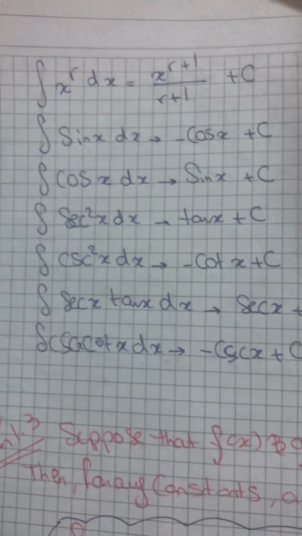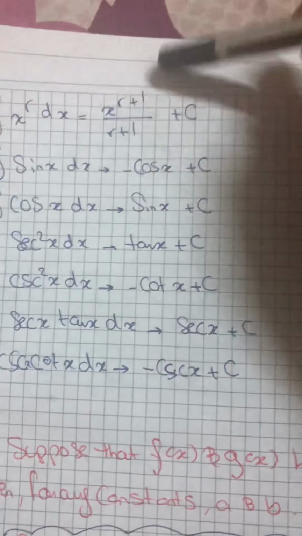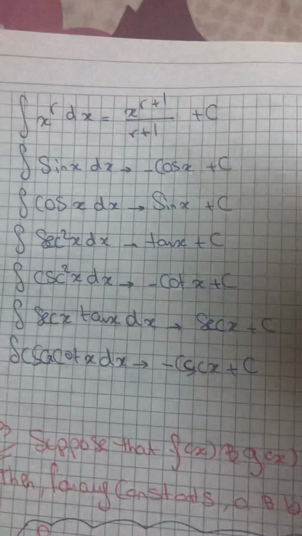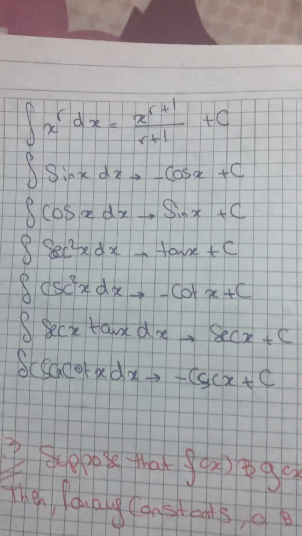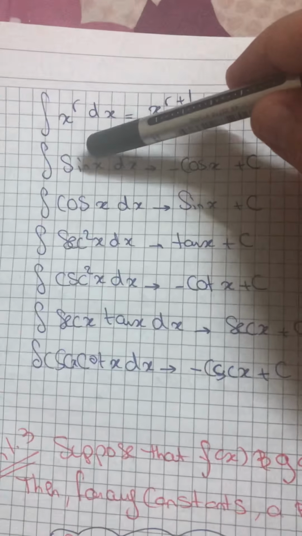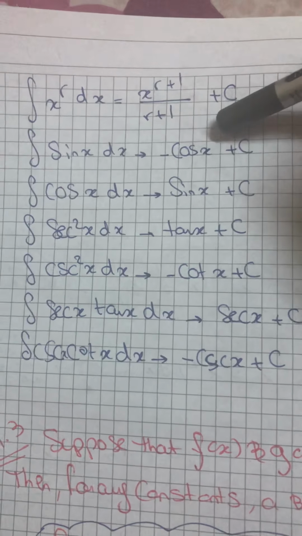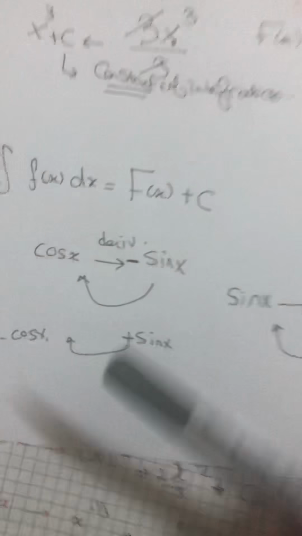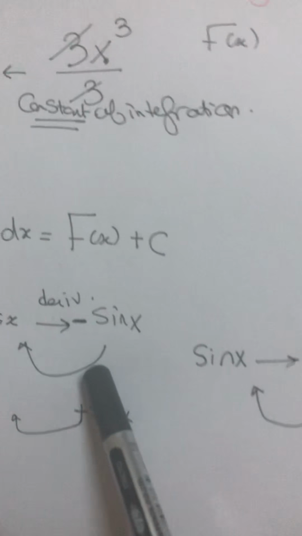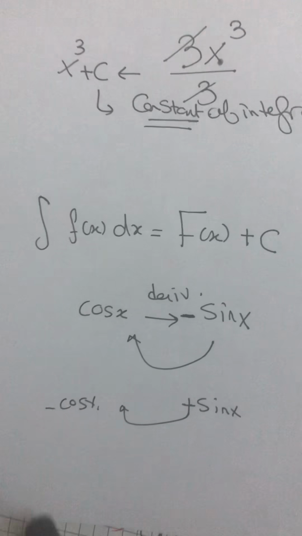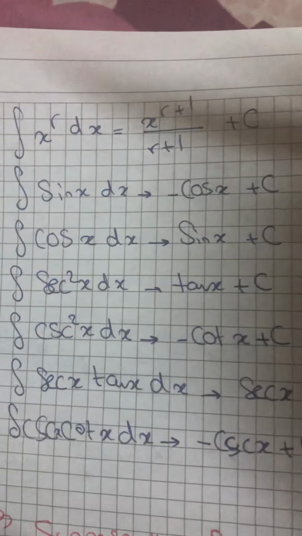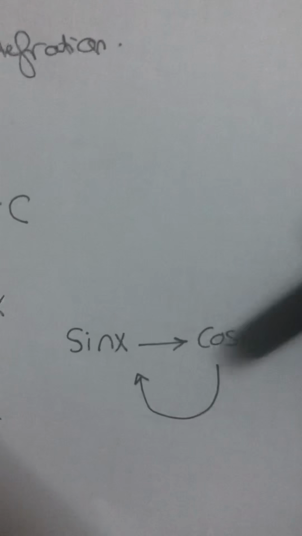Okay, so I've written these here. It says the antiderivative of x to the power of r is x to the power of r plus 1 over r plus 1, and you have to add the c and not forget it, because I don't know the number. The integral of sine x is negative cosine x, because as we just said, the derivative of cosine x is negative sine x. So if I want to go from sine x, I will go to negative cosine x. And cosine x over here, its antiderivative is sine x.